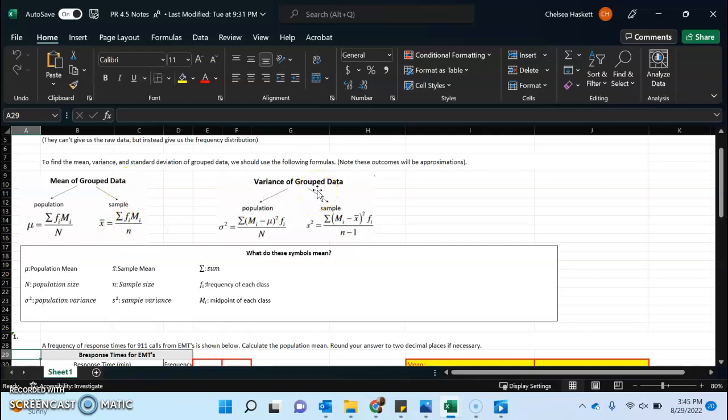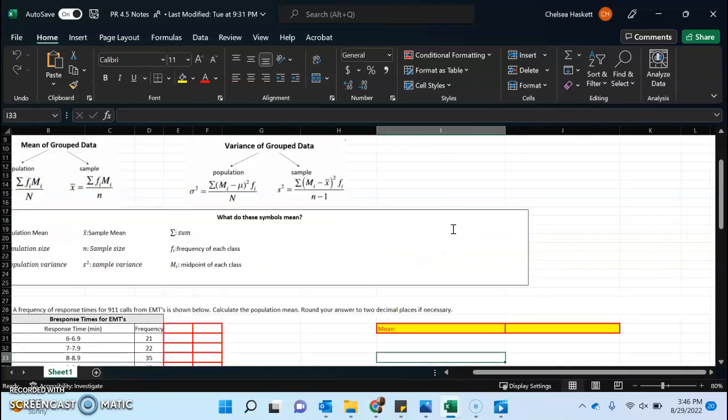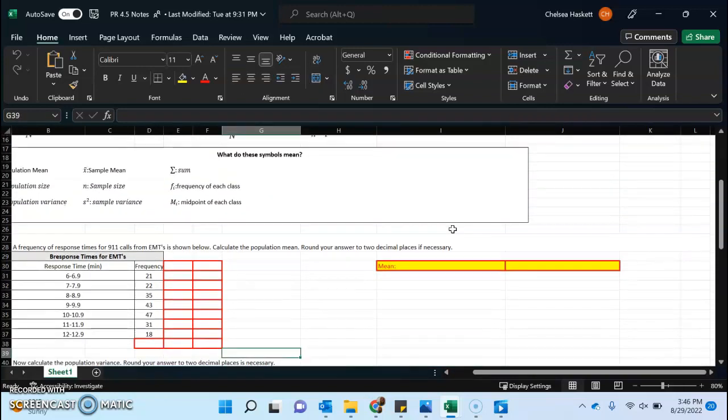Okay, and then the variance of group data. Okay, this one's a little more difficult, so you're going to take that M of I, or the midpoint of each class, minus the mu, which is the mean that you just calculated over here, squared, multiplied by the F of I, which is the frequency of each class, divided by the big N, and if it's a sample, it's going to be little n minus 1. Okay? Alright, so let's go ahead and try this out. It's going to be a lot of steps, so follow along.